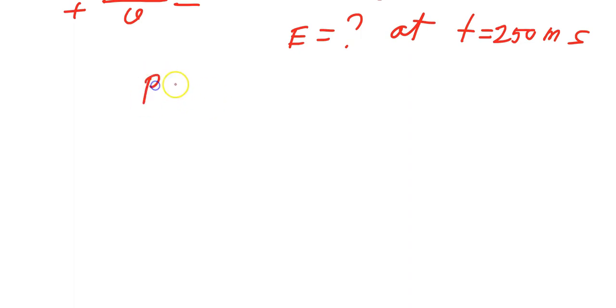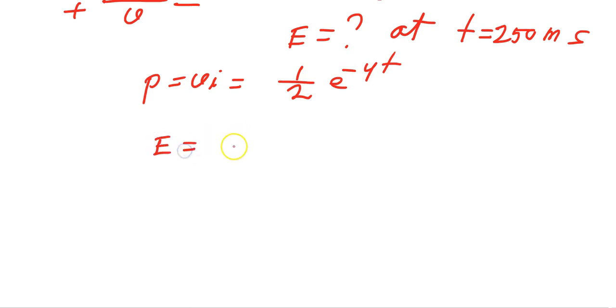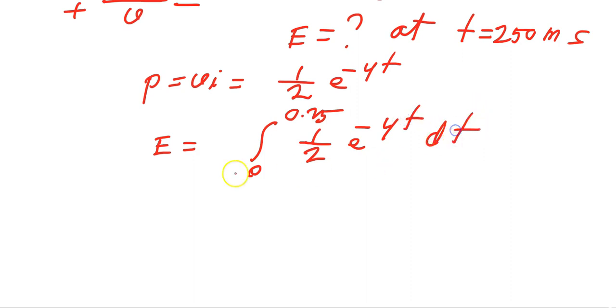Let us calculate. We know that power is equal to V into i. So 3e^-2t and (1/6)e^-2t. When you multiply both together, you will have (1/2)e^-4t. So energy E, and this voltage and current start from 0. So 0 to final time, 0.25 second, because it is 250 millisecond, of (1/2)e^-4t dt.